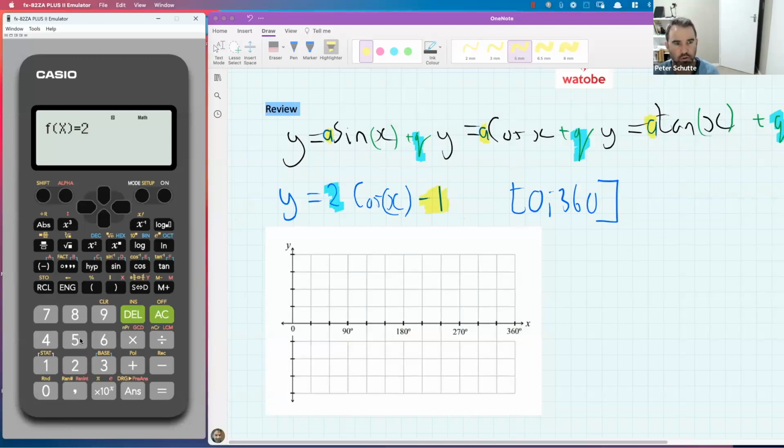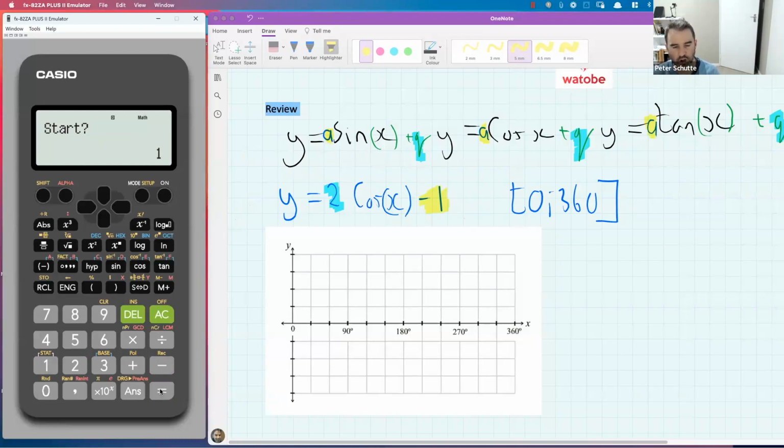So you go 2 cos, then I go alpha, because the alpha gets me the red stuff, and then I type x, and then I close the bracket. And there's still one more thing I need to do. I go minus 1. And that tells the calculator the function I want to draw. The next thing I do is I go equals. And because I'm not drawing a second graph here, I'm just going to go equals.